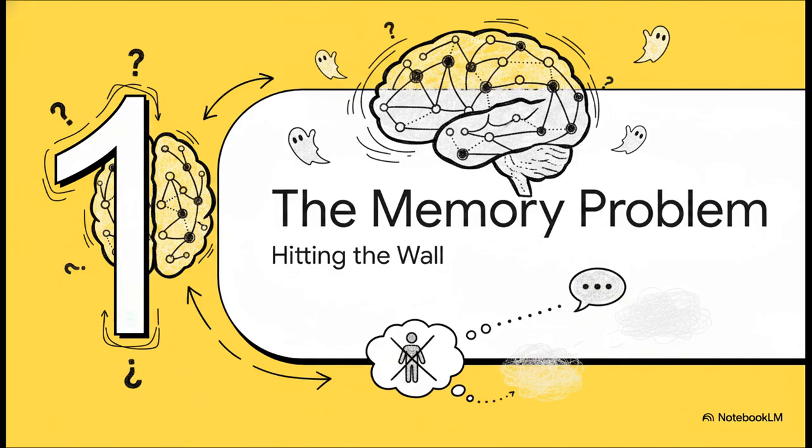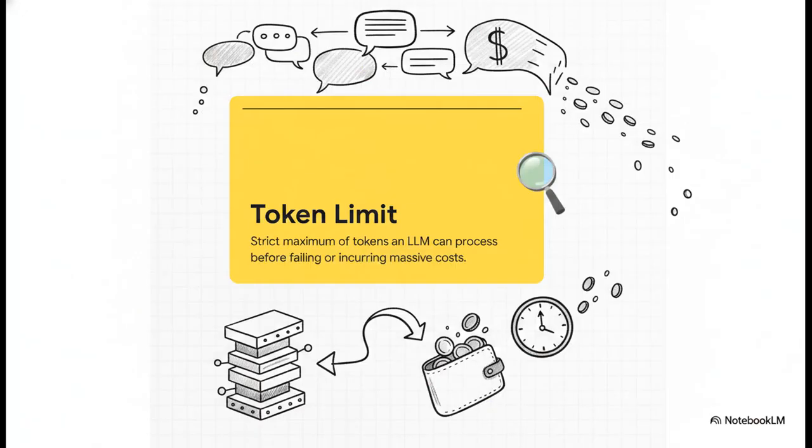Part 1. The chatbot memory problem. Hitting the wall. To actually build a real memory architecture, we first have to fully understand the core limitation of every single large language model out there. You see, an AI doesn't inherently remember you. It doesn't have a biological brain. It only knows what you explicitly package up and send to it in the current prompt.